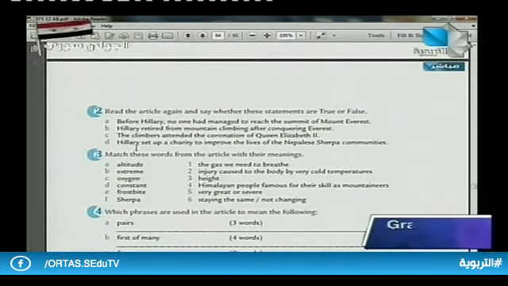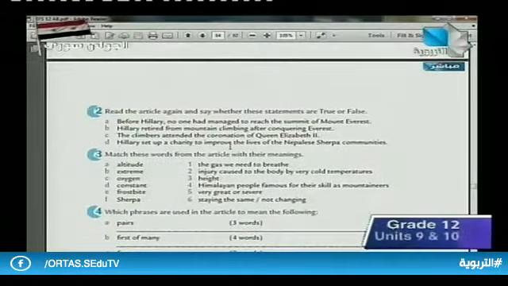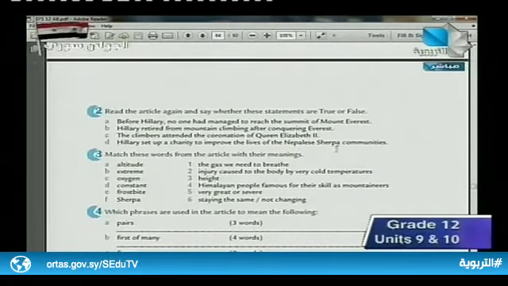And the last one, Ms.? Hillary set up a charity to improve the lives of the Nepalese Sherpa communities. So it's true. Charity is the same thing as trust. The verb set up means established. So he established a charity to improve the lives of the Nepalese Sherpa communities.